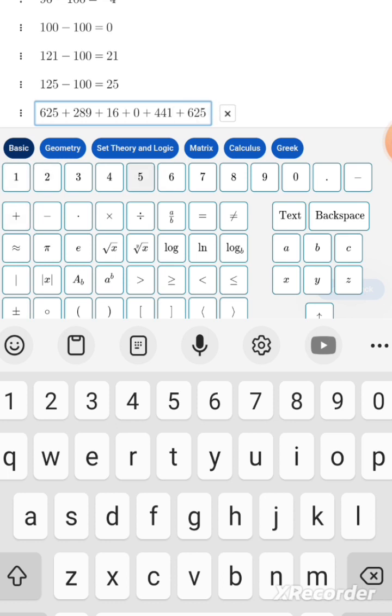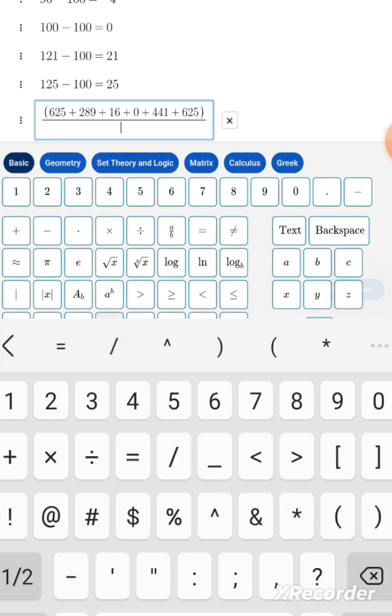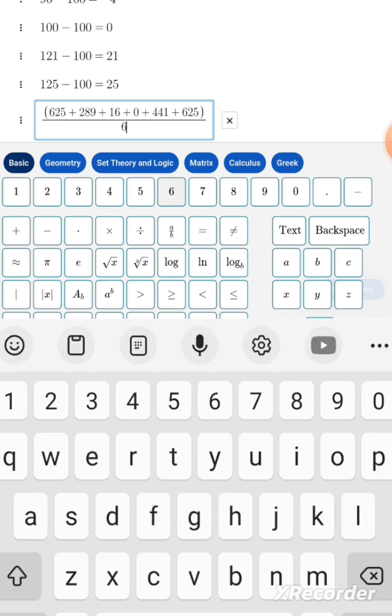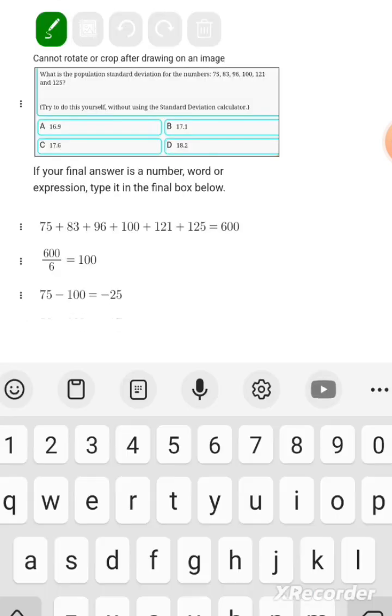All right, there are all of our differences squared, and we're adding those together. And then once we find the sum of those, we're going to divide all of them by the number of numbers in our population, which is 6. Okay, now we have that. Let's go ahead and find the sum of those numbers.